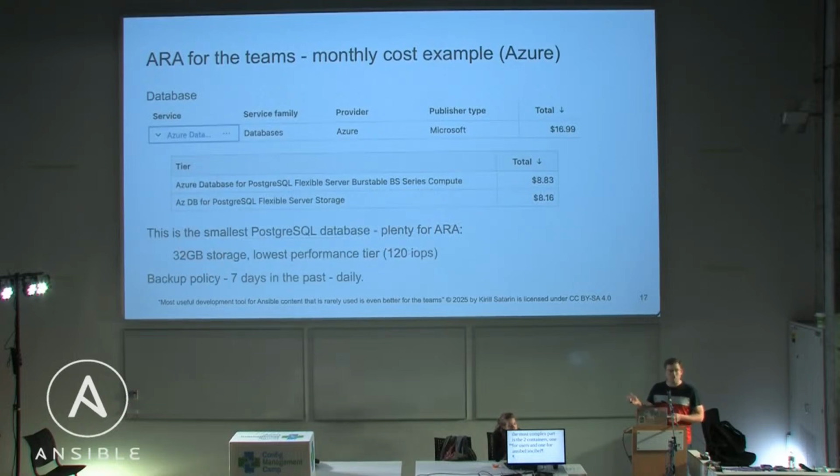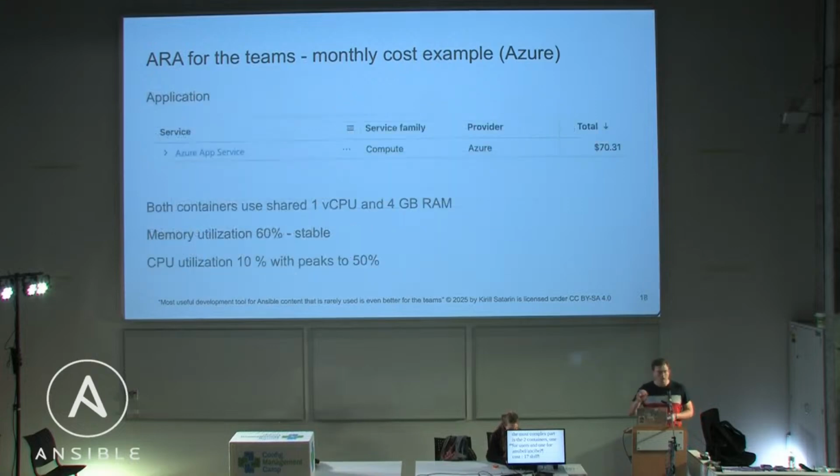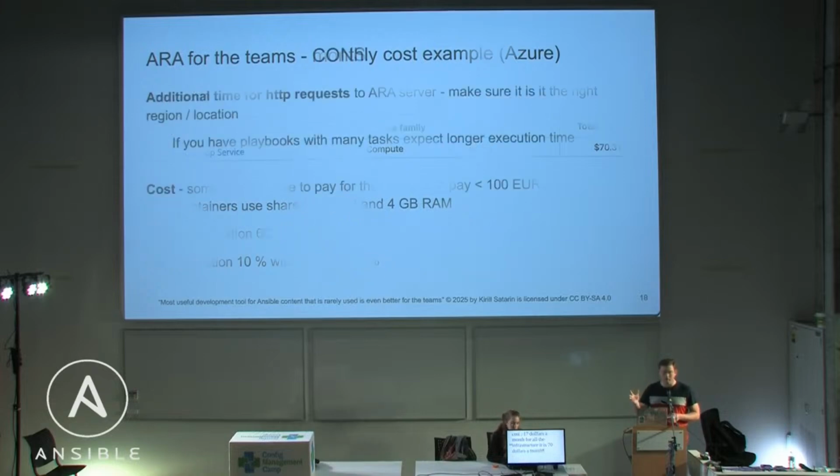So how much does it cost? You have to run infrastructure. In our example for Azure, for the smallest Postgres database, ARA supports Postgres as well, we pay $16 or $17 a month, which is pretty nice, I think. For all the compute infrastructure for both containers, so this is the whole setup, it's $70 a month. So for less than $100 a month, we will have a persistent history of all your playbook executions, no matter where you run them from, if you have 5 environment variables set.